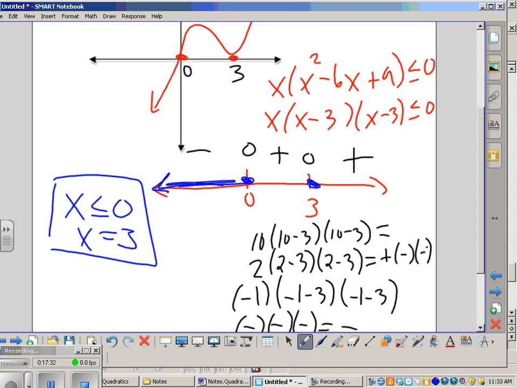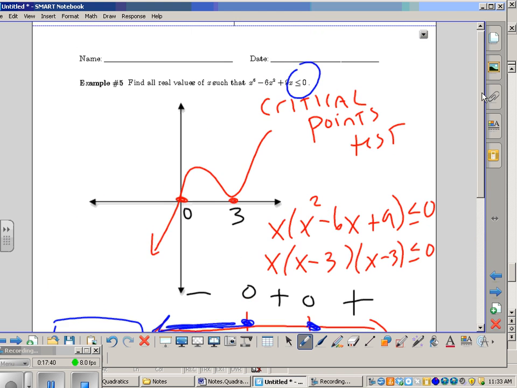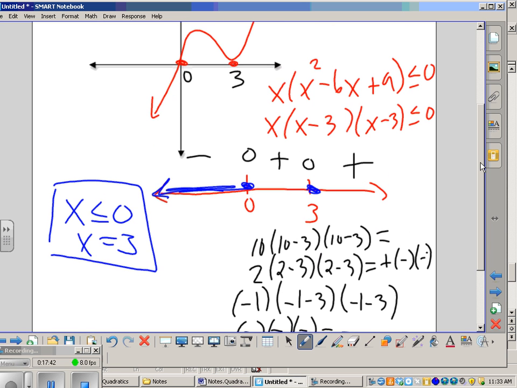Okay, so let me just make sure. Yeah, less than or equal to 0, perfect. So look, I put it on the graph. Here, all the y values are less than or equal to 0, and right there at 3, the y is equal to 0.